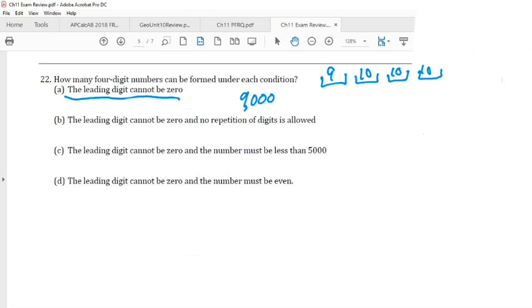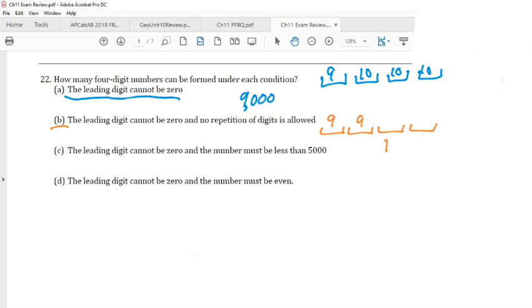All right, the next rule says the leading digit cannot be 0, and no repetition of digits is allowed. So in our first option, we have 9 options because we cannot use 0, right? Now, I use a number here. But then how many numbers are available for this next one? 9, right. We don't go down 1. Why? Because now the 0 is back in the equation.